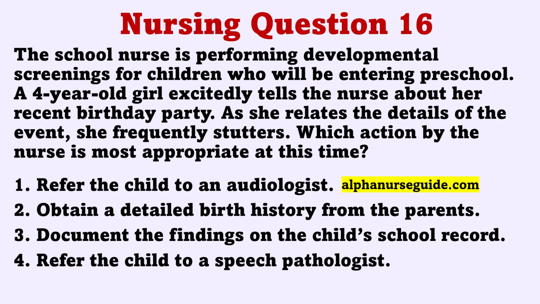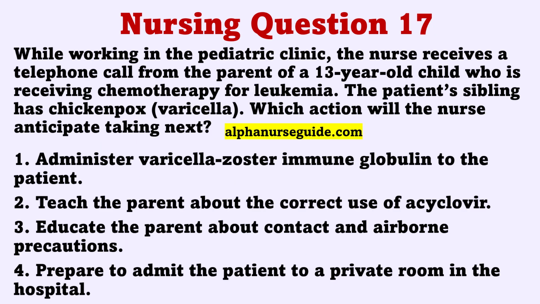While working in the pediatric clinic, the nurse receives a telephone call from the parent of a 13-year-old child who is receiving chemotherapy for leukemia. The patient's sibling has chickenpox. Which action will the nurse anticipate taking next? 1. Administer varicella-zoster immune globulin to the patient. 2. Teach the parent about the correct use of acyclovir. 3. Educate the parent about contact and airborne precautions. 4. Prepare to admit the patient to a private room in the hospital.